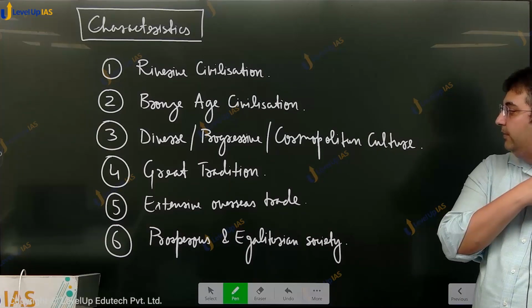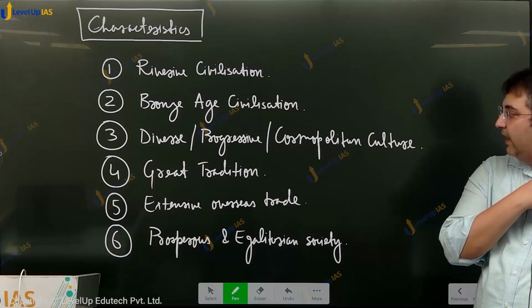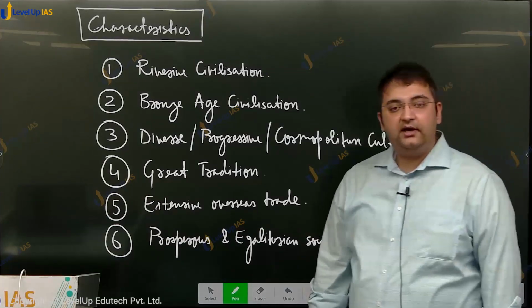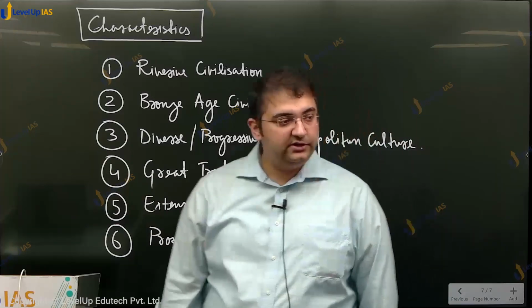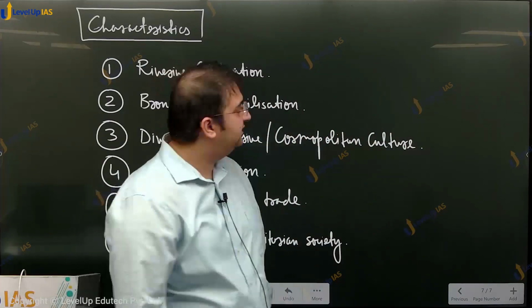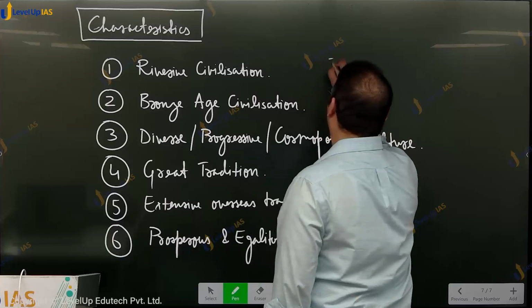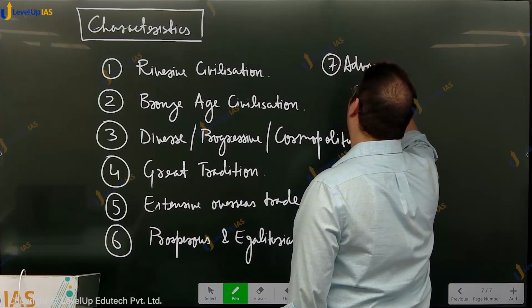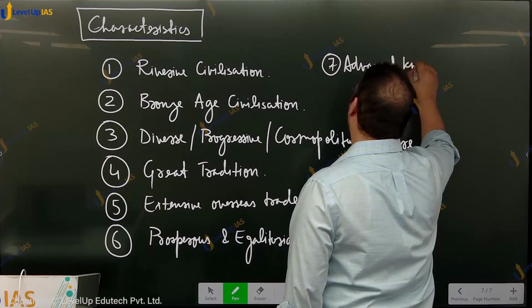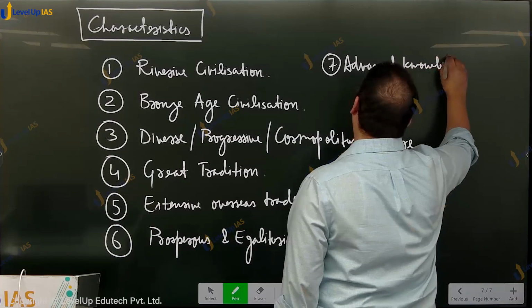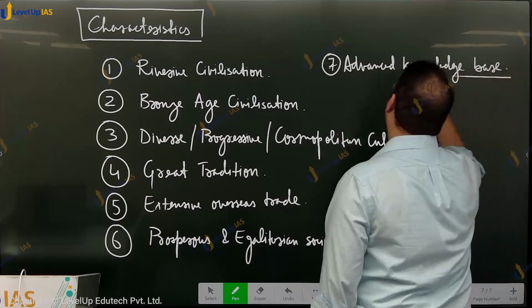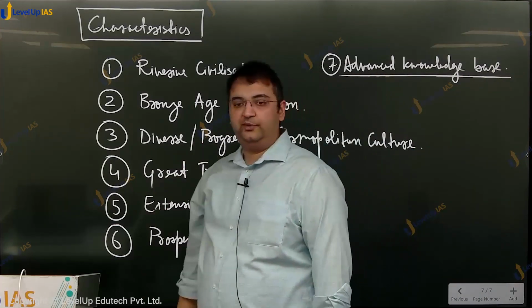Now, based upon our understanding of the Harappan civilization, would it be correct to say that they had a good understanding of science and technology or not? Yes, they had an advanced knowledge base. How can we make this pronouncement?